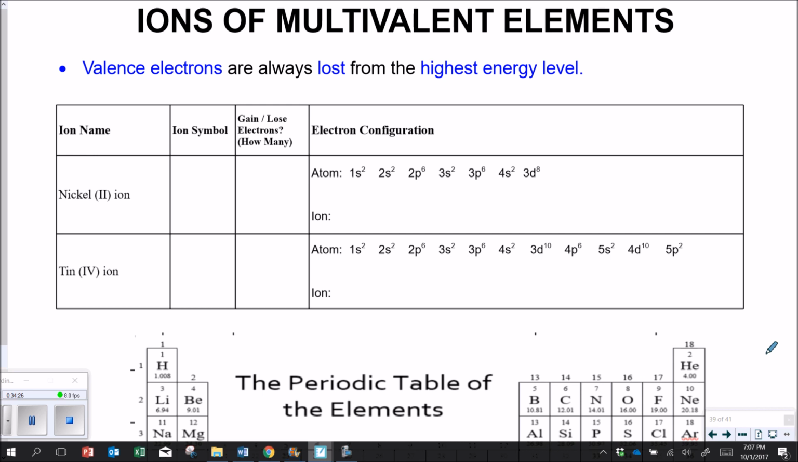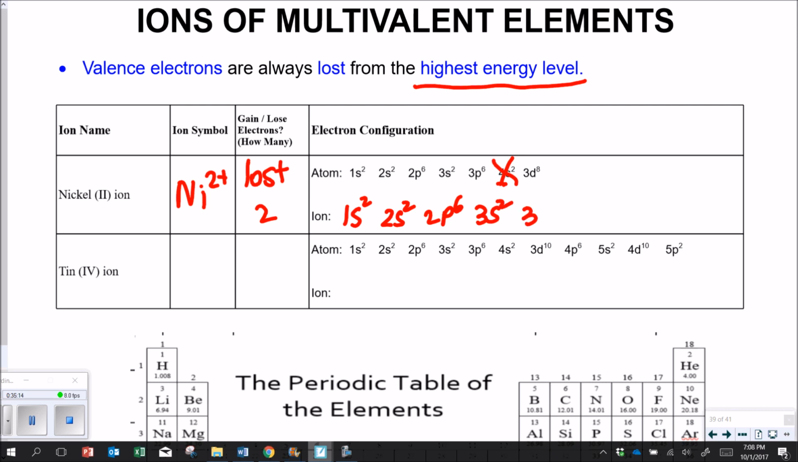So let's do the electron configurations for some of those multivalent elements. So if we have nickel with a Roman numeral 2, it means that we have nickel with a +2 charge. And that means it lost 2 electrons. Now, the electron configuration for the original atom of nickel ends with 3d8, but the ion will have lost electrons from the highest energy level first. So if it lost 2, the highest energy level is the energy level number 4, so it will lose those 2 electrons first. So the ion will be 1s2, 2s2, 2p6, 3s2, 3p6, and then we will lose 4s2, and 3d8 will remain.